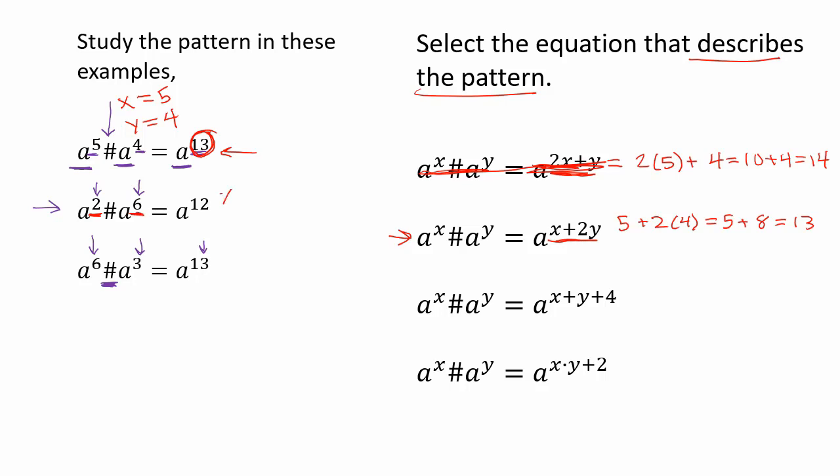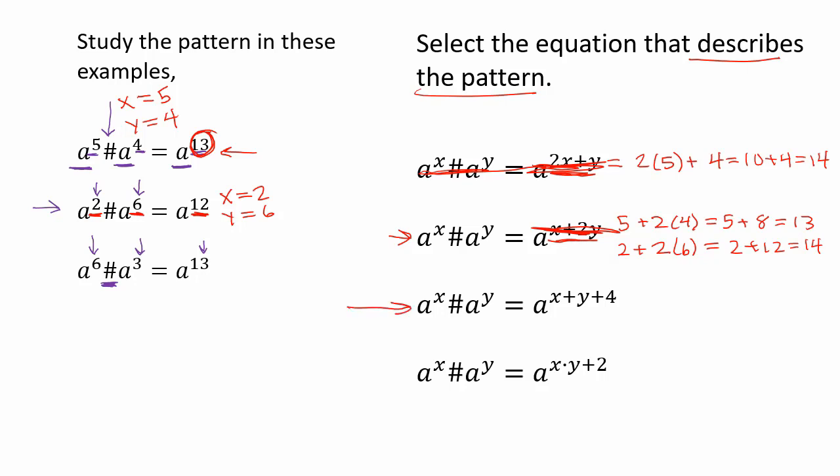In our second set, x is equal to 2 because that's the first exponent. y is equal to 6, that's our second exponent. And so we're looking at 2 plus 2 times 6, which is equal to 2 plus 12. This is equal to 14. That's not the value we have here. We have 12 here, so this one fails at the second example.